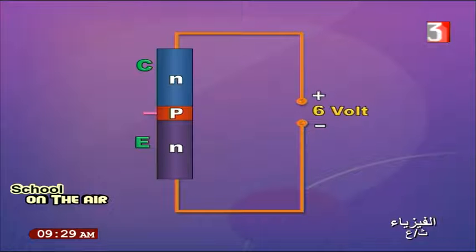an NPN transistor. Okay, the collector is connected to the positive terminal of a 6-volt battery. The emitter is connected to the negative terminal. Will you please pay attention to something, the junction between collector and base. And what about the collector? Let's take it one by one. The collector is N-typed. It is connected to the positive terminal. Okay, so it is reverse biased.